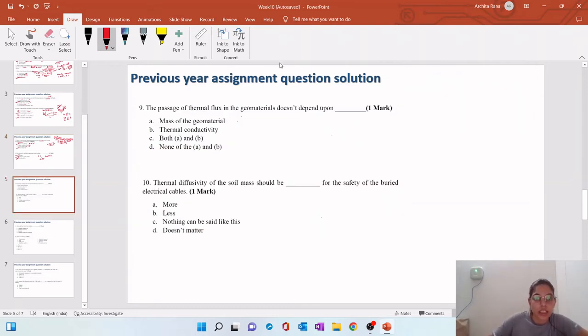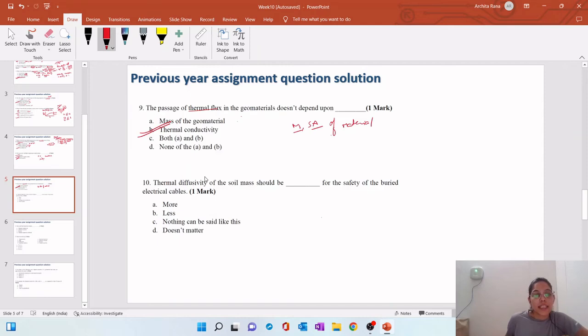Now for question 9, it's about the thermal flux in the geomaterial, and it says that the passage of thermal flux does not depend upon. Flux is how much heat there is per unit mass per unit surface area. So it depends upon the mass and surface area of the material, right? So thermal flux depends on mass and surface area of the geomaterial. Hence, it does not depend on the thermal conductivity. So the answer is thermal conductivity of the geomaterial.